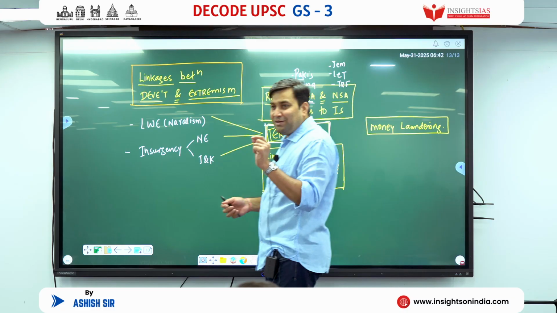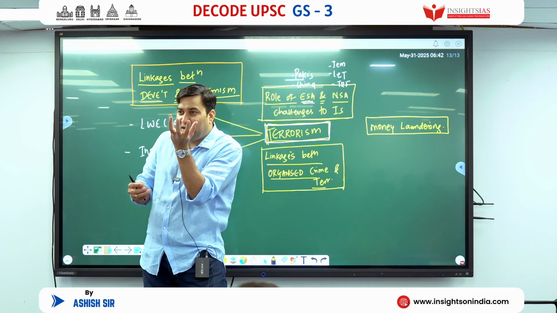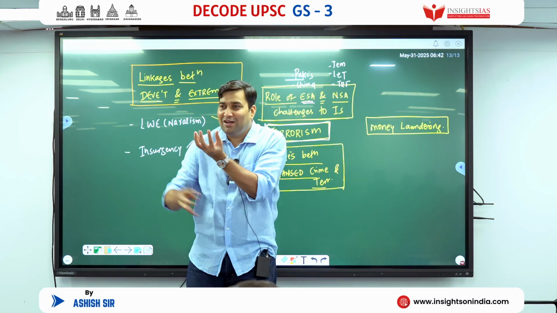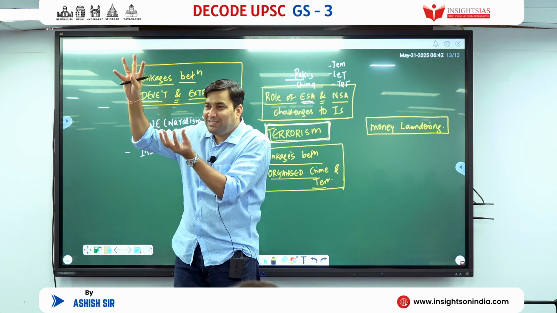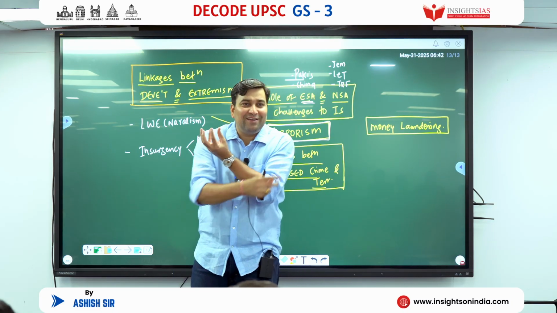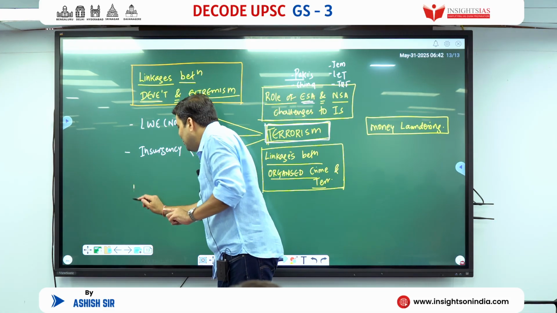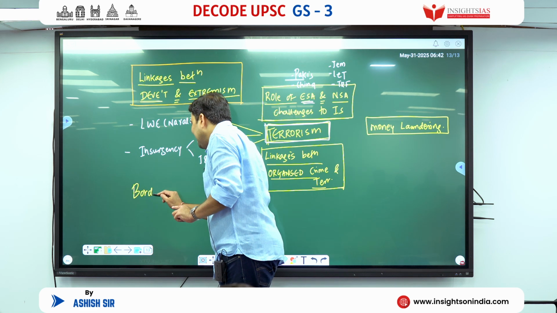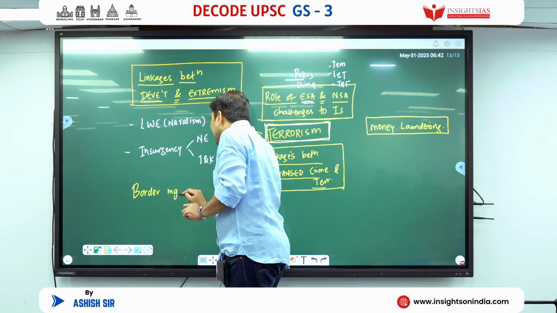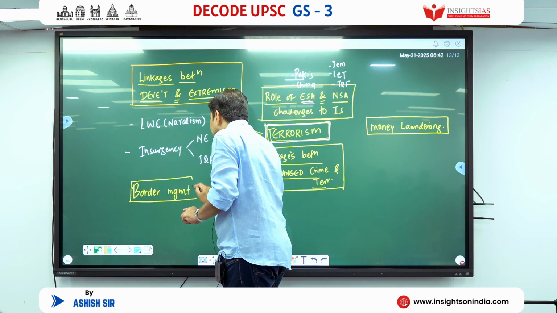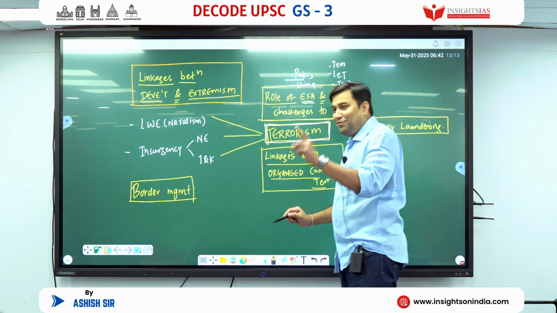Basically, the border. India, if you just try to understand, is sandwiched between Afghanistan, Pakistan, and here Southeast Asia. Afghanistan, Pakistan, Golden Crescent, and this is Golden Triangle. So because of that, the role of border management and issues associated with it. This is the most important. This is linked to everything.